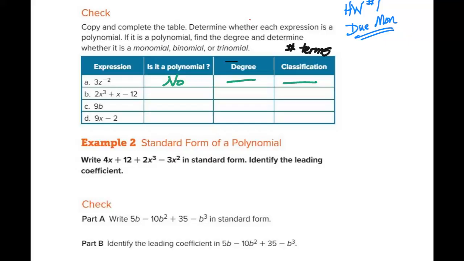Okay? Letter B, is that a polynomial? Yes, it is. So first of all, let's do the classification because I think that's the easier one. How many terms is it and what's the formal name? How many terms do I have there? 3, and so we call that a trinomial.